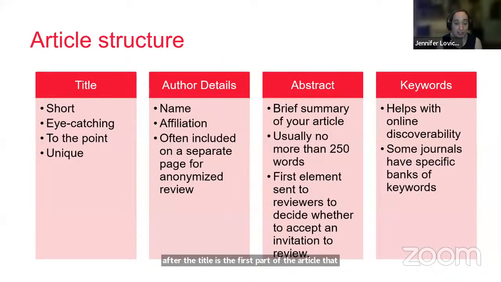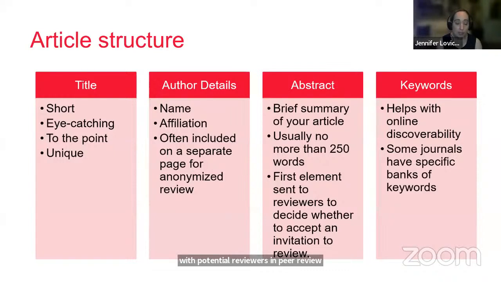The abstract is much easier to write after the article is written, much like writing the title is easier to write after the article has been written. The abstract should be short, usually no more than 250 words. And the title and abstract are what is shared with potential reviewers in peer review.